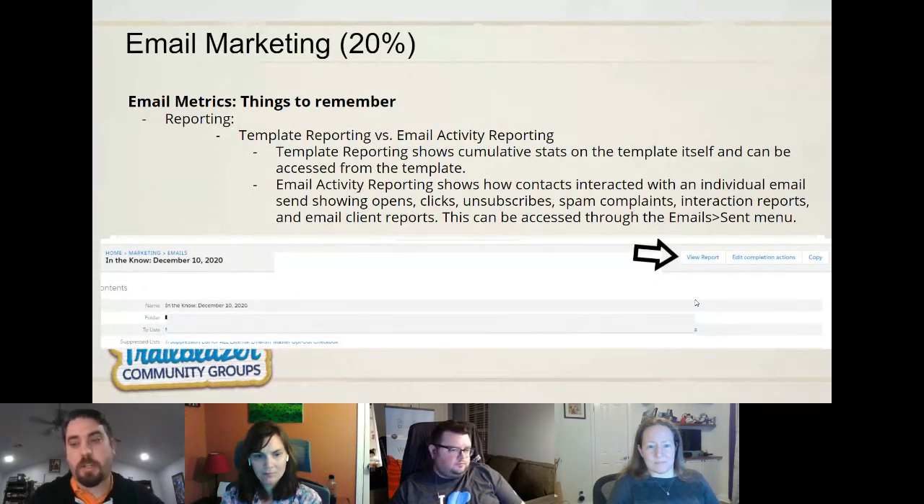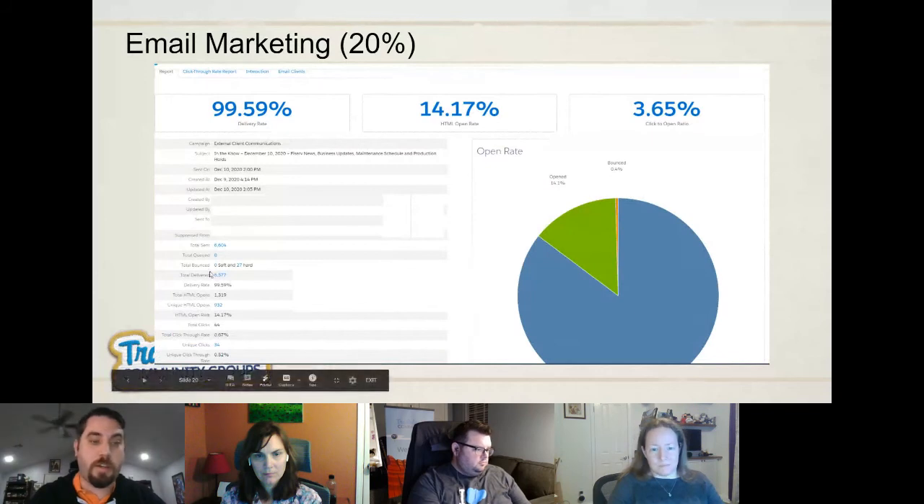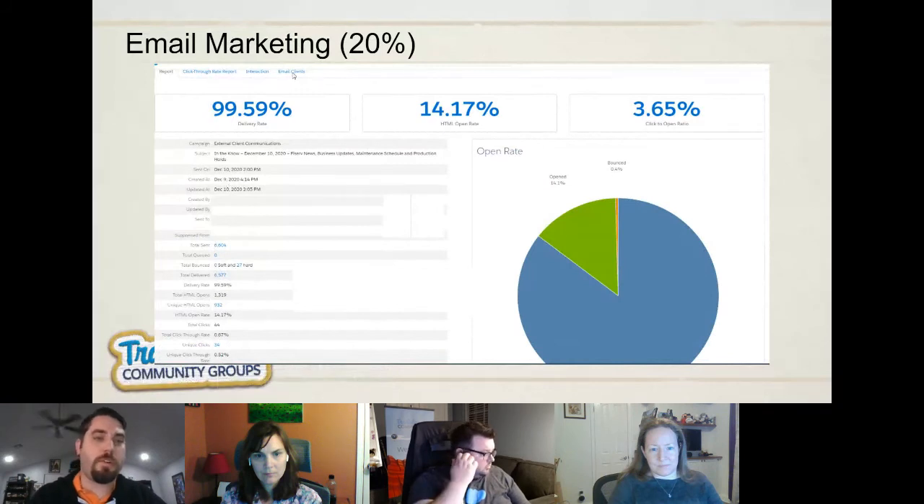There's also a button up at the top right-hand corner that asks you to view your report, and this is where all of your really key stats are coming in. Your open rate, your click-through rate. A lot of the basic email stats happen down in here on the screen.